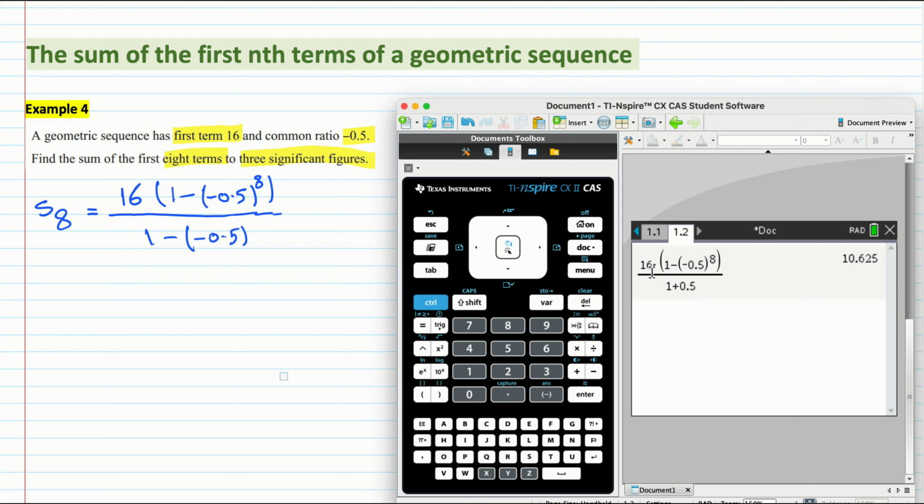Pay attention to how you write this. In the denominator you have negative negative, so you may write it as positive here. In the numerator, you have to evaluate the power first, so it's negative 0.5 all power 8. You can't write it as 1 plus 0.5 power 8 because it's going to be wrong.